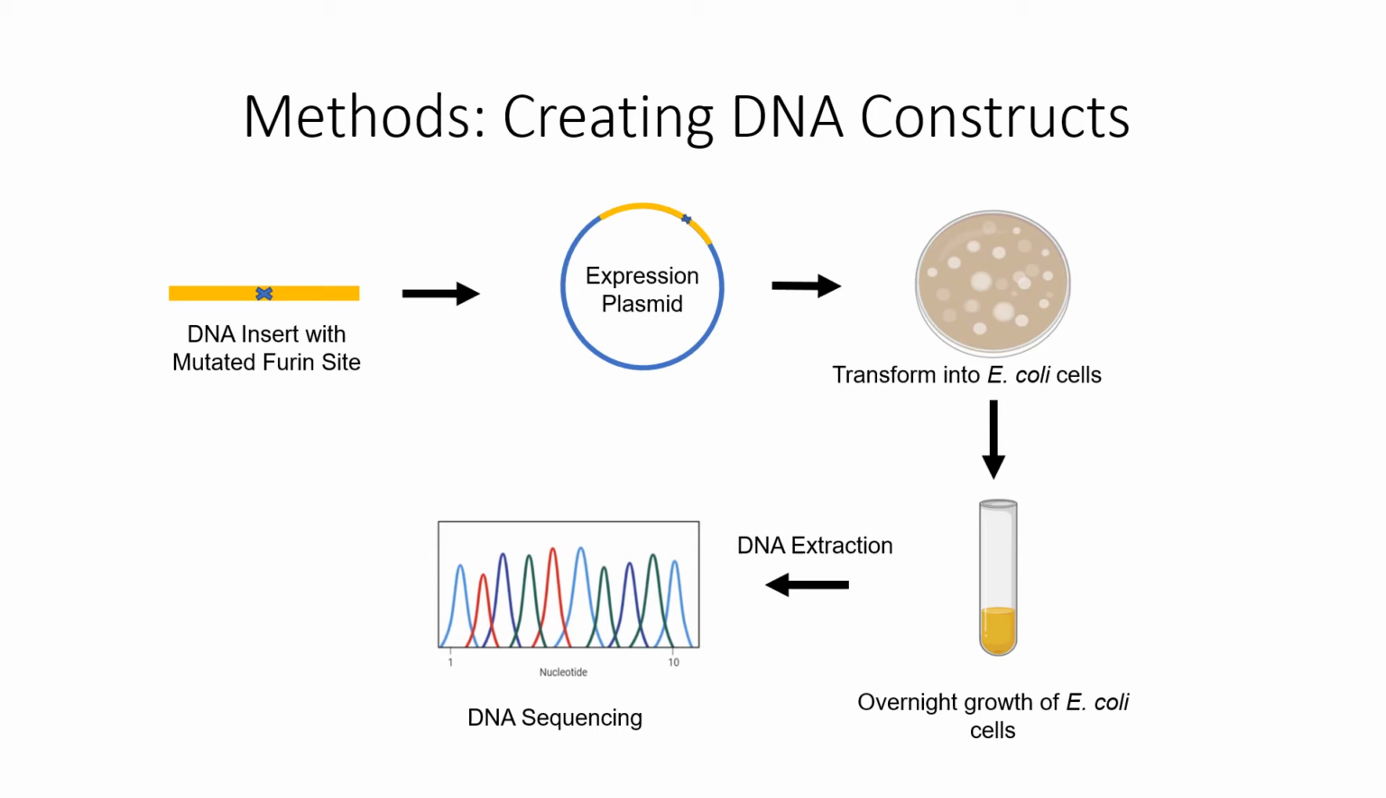To achieve this goal, we have to create the recombinant immunotoxins with the selected mutations. We start off with a DNA insert that contains the selected mutations at the furin site. We then express this in a plasmid and transform the plasmid into NEB5-alpha competent E. coli cells. We will grow the cells overnight and extract the DNA. Once we have extracted the DNA, we will send the DNA construct off for sequencing in order to confirm that we have the appropriate mutations. We will do this for all three of our DNA constructs.